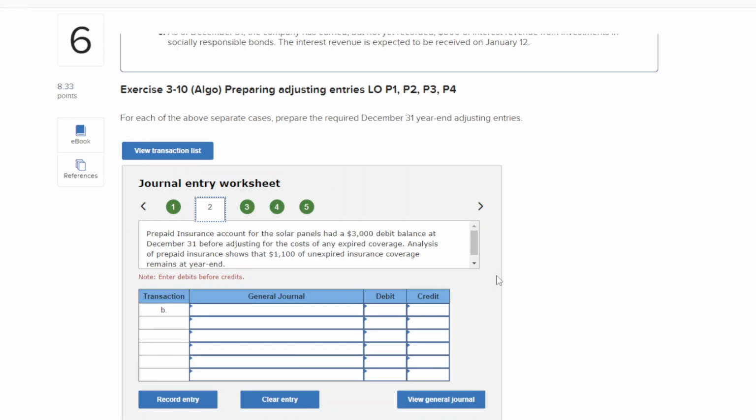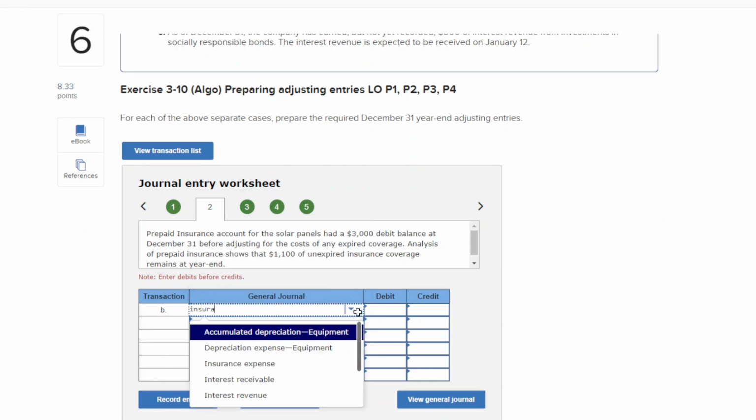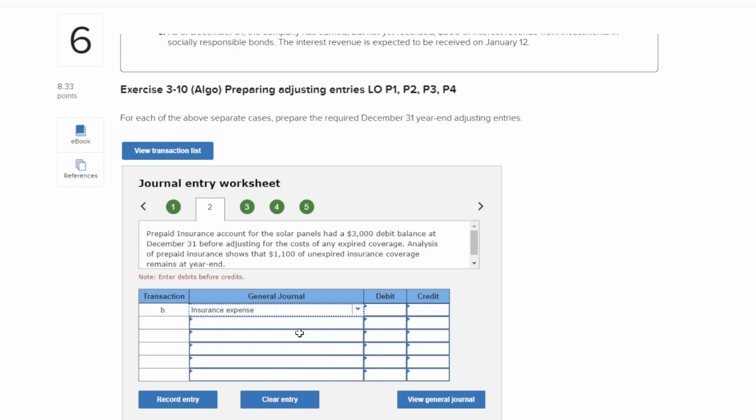So we'll start with our debit here. We want prepaid insurance to go down. So our equity must also go down to keep the accounting equation in balance. For equity to decrease, the insurance expense must increase and it has a debit normal balance. So here we're going to debit our insurance expense by the difference between 3,000 and 1,100, which is 1,900.